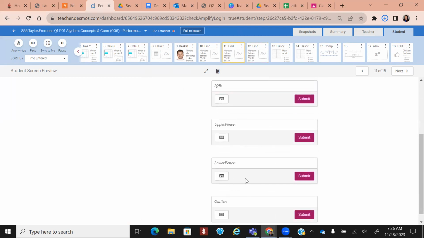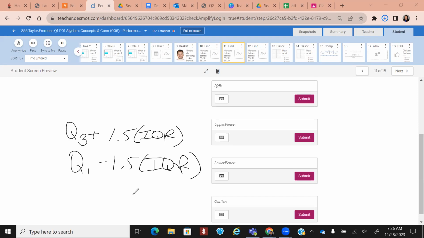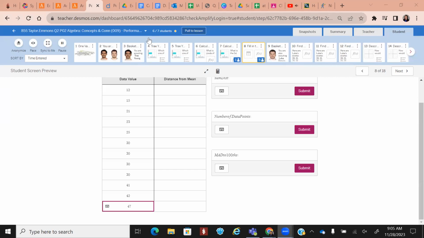Now, what does it mean by this upper fence and lower fence? That's the outlier formula. That's what that's talking about. So if you don't remember the outlier formula, remember it's Q3 plus 1.5 times IQR and Q1 minus 1.5 times IQR. So this would be the lower fence. This would be the upper fence. Okay. The mean was what? Go back if you don't know. Mean was what? 30? Or is that the median? The mean is what? 29.1.